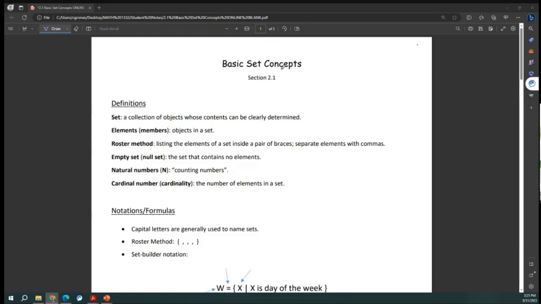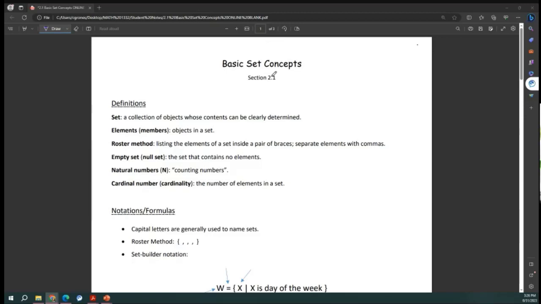So it says section 2.1. This is just for the chapter because Pearson has everything labeled through the chapters, but we condensed it down into 6 different modules. So just ignore where it says section 2.1. This is over the module for set theory.